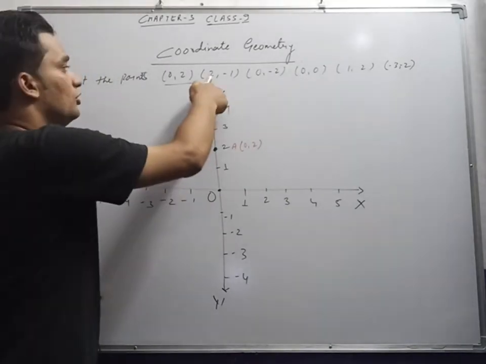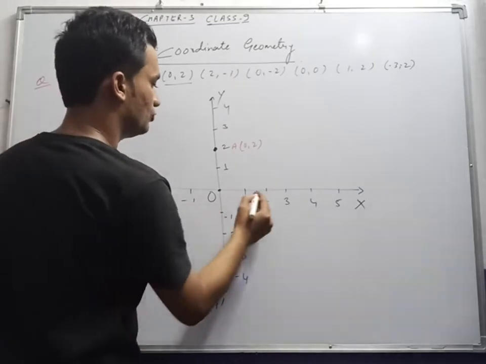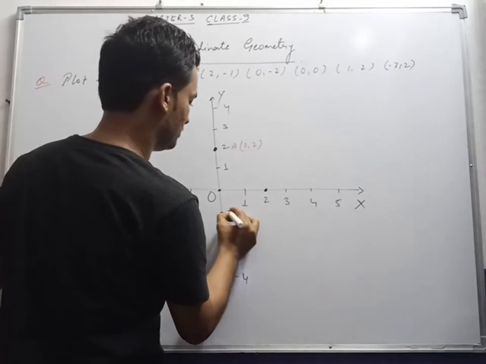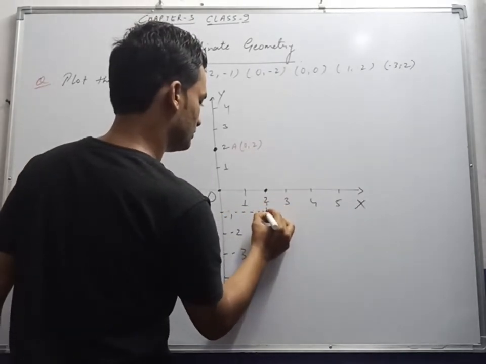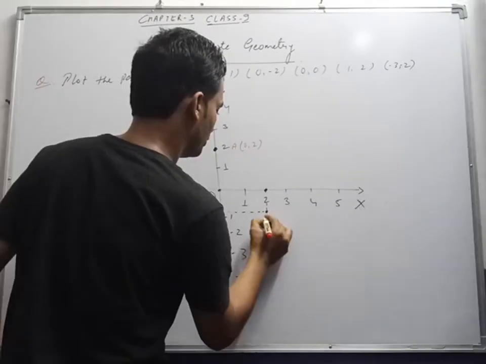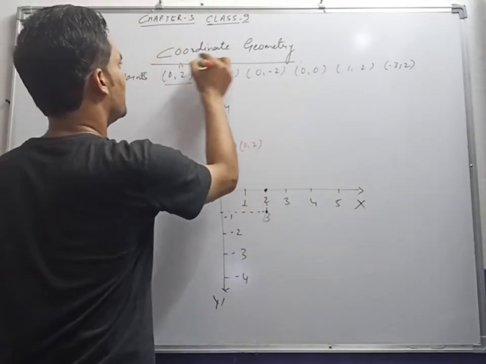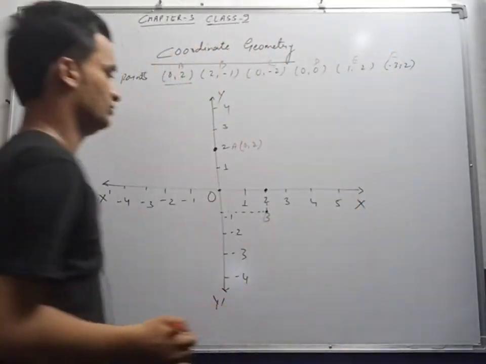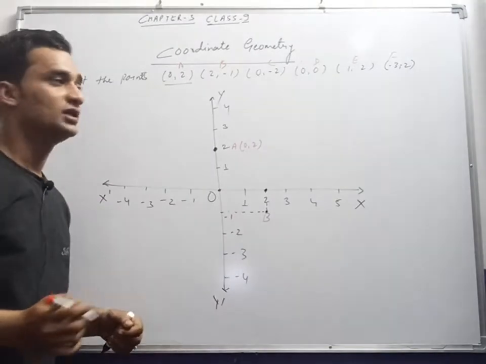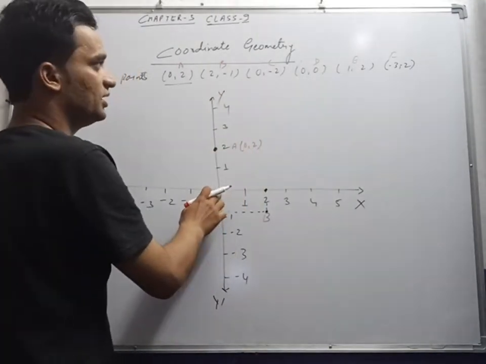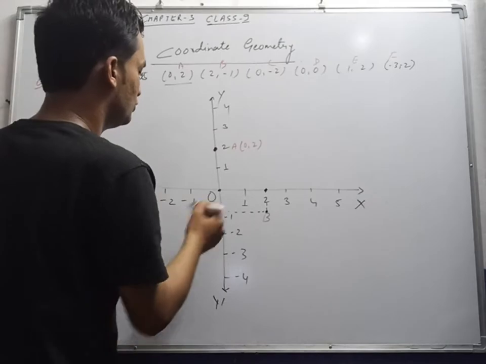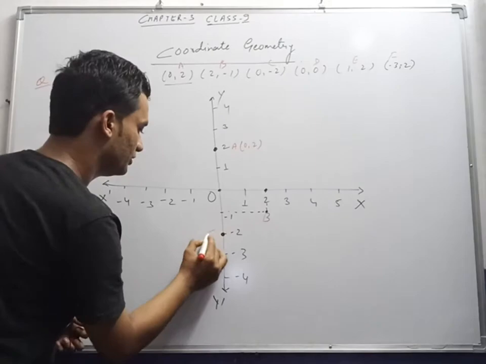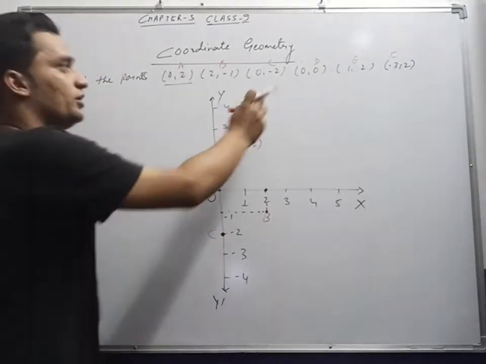Then second, 2 minus 1. Firstly we go to 2, we have reached here, and then minus 1, which is downward, so this is point B. I am simply writing A, B, C, D, E and F points. Then the third one is 0, again we reach here, then y is minus 2, somewhere here. This is point C. Then point D is 0 0.